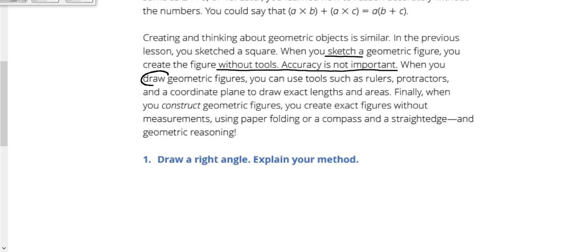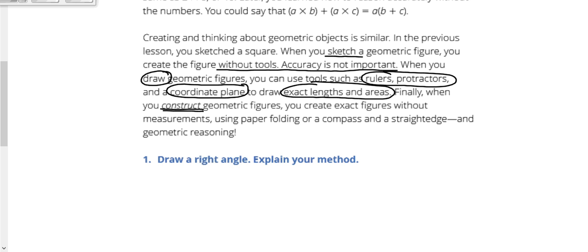Then you are asked to draw geometric figures. Now you can use rulers, protractors, a coordinate plane, that sort of stuff to get exact lengths and areas. Then you are asked to construct, and that's what we're going to actually do today. We're going to actually construct something. And when you construct, you create exact figures using a compass and a straight edge. So it's not just measuring something and getting close.